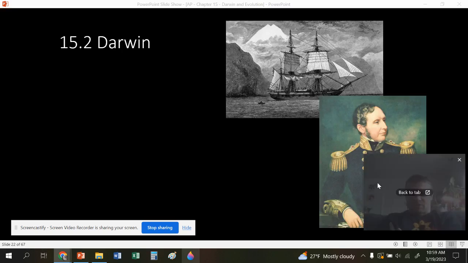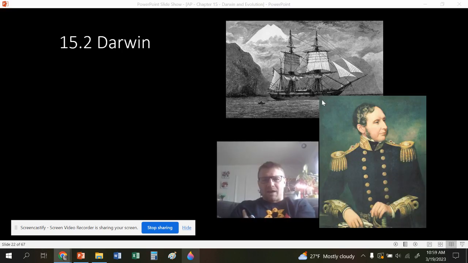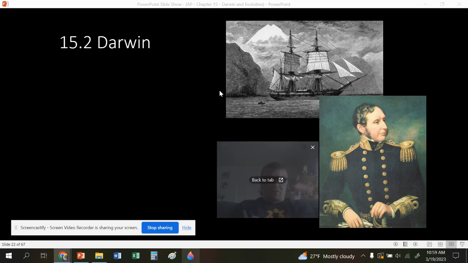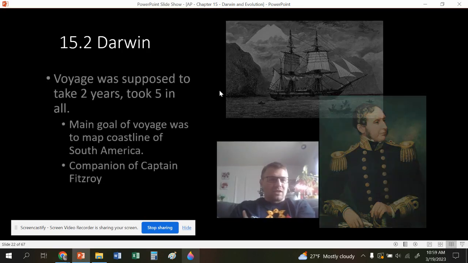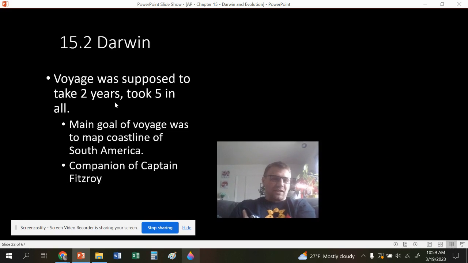Now, these pictures aren't showing up as well as I want them to, but this is the boat that he traveled on. Oh, I'm sorry. Before we get to the boat, after not really doing the clergyman thing, he went on a voyage to map out the coastline of South America. And this voyage was supposed to take 2 years initially, but it ended up taking 5 years in all.